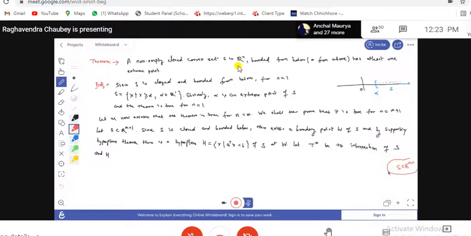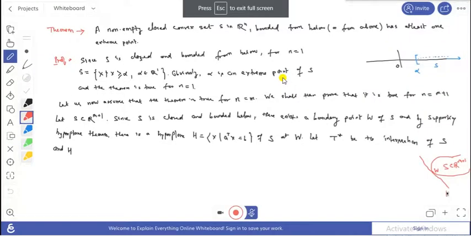So here there will be a boundary point. That point is W, and there exists a hyperplane H. And what is the dimension of that hyperplane? The dimension of that hyperplane is 1 less than the dimension of this set. Suppose this is your R2, so this hyperplane is a straight line, one dimension.